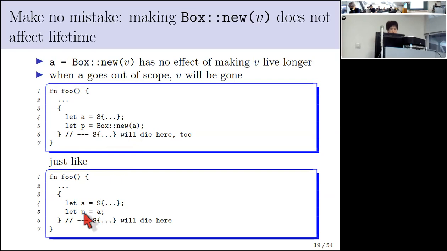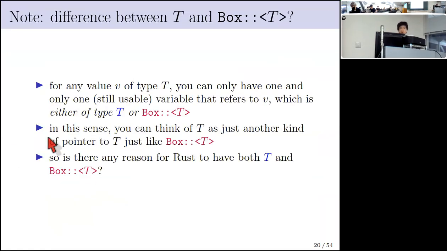In both of these programs, P is the owning pointer of this data structure after this assignment. So you might naturally wonder what is the difference between a box of T and T itself? Well, this is a very legitimate question.